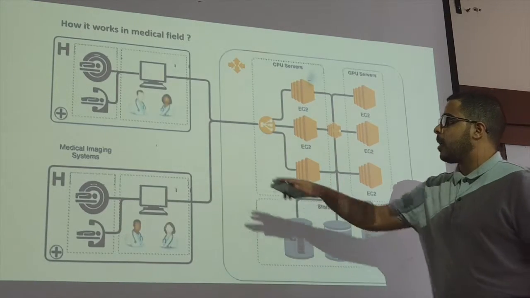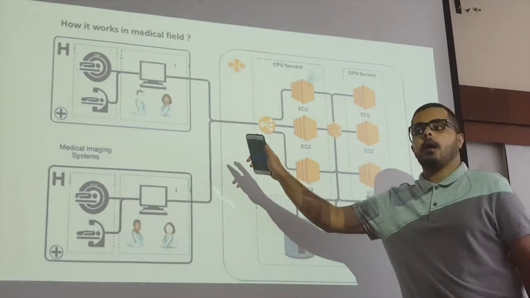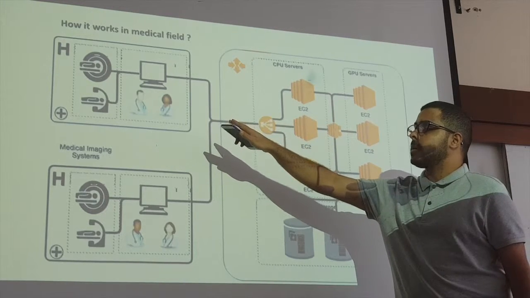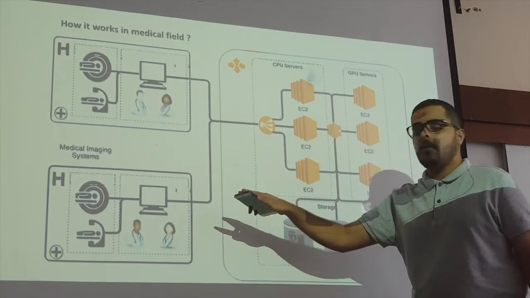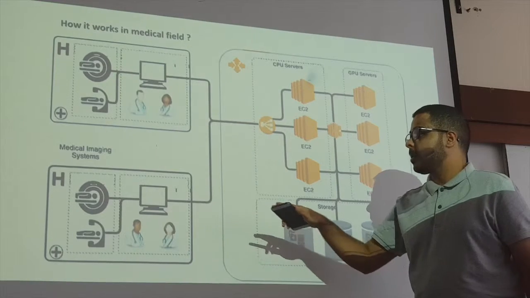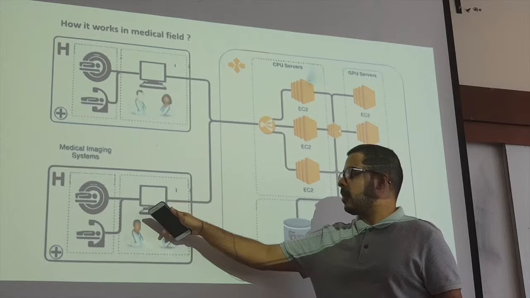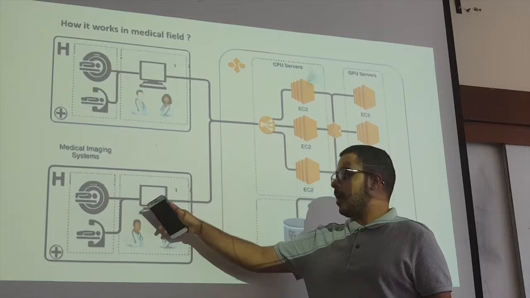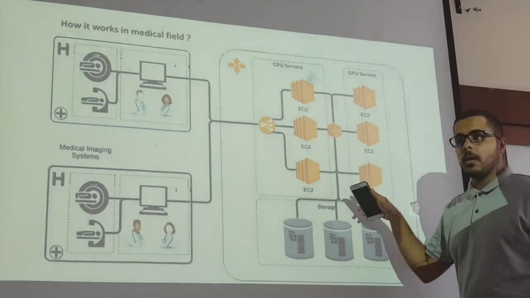As we see here, we have two different rooms running two different check-ups. In here they are running, for example, an MRI scan, and in here they are running a CT scan. So there are different scans. Those scans are transferred to the computer in here. That computer is a high performance computer, which takes that information and transfers it to the main high performance computer of the hospital.